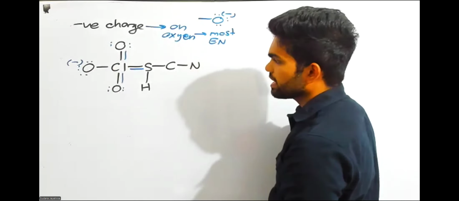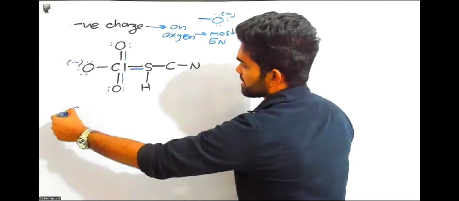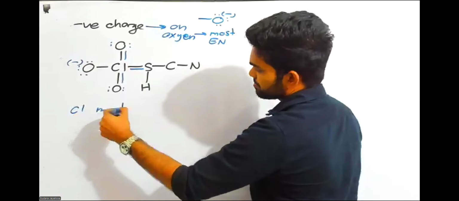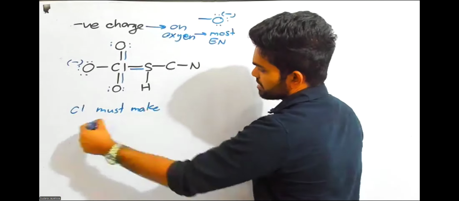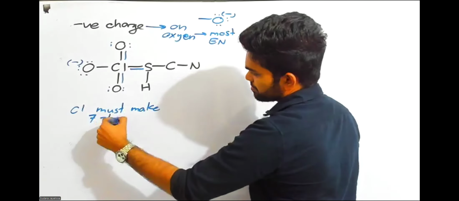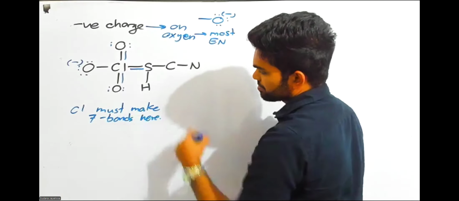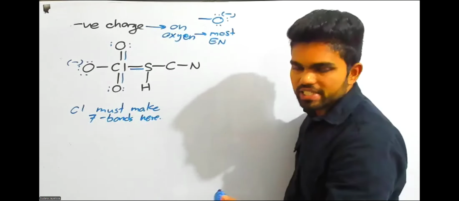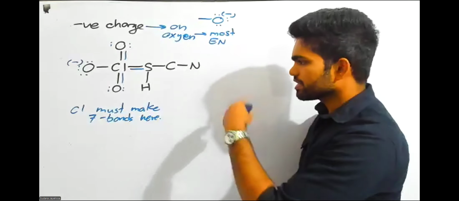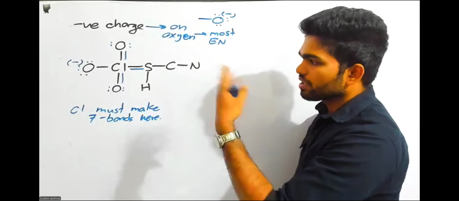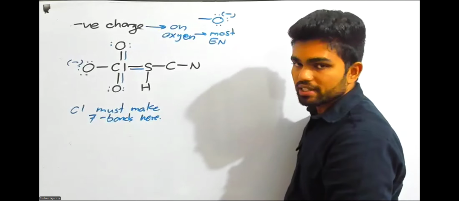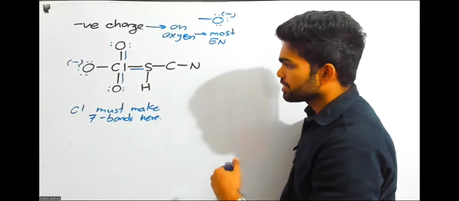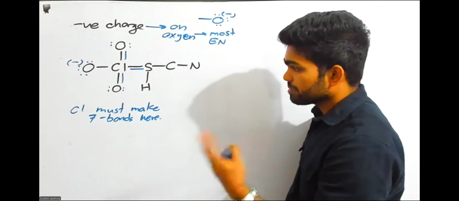Understood? Because chlorine must make, that's another point, Cl must make 7 bonds here. Or it can form 5 bonds and keep a lone pair. But for this molecule, it should make 7 bonds. Otherwise, chlorine will get a plus charge. That's not healthy. Charge should be minimized as much as possible.